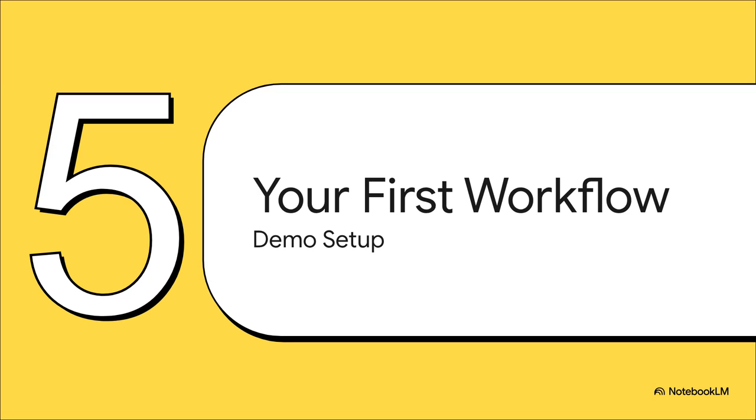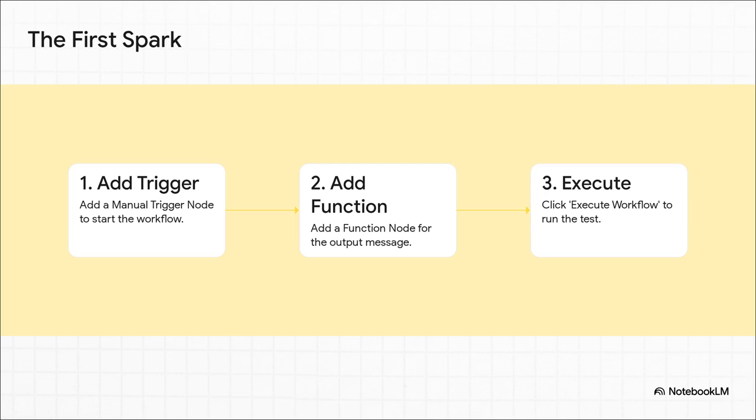All right, we've set up the workspace, we know the layout, and we're all organized. Now for the moment of truth. Let's run a quick test just to see our new automation brain spark to life for the very first time. We're going to build the absolute simplest workflow you can imagine. First, we add a manual trigger, that's basically a big go button for our automation. We'll connect that to a function node that does just one thing. Say, we succeeded. Then we just hit Execute Workflow to run it.